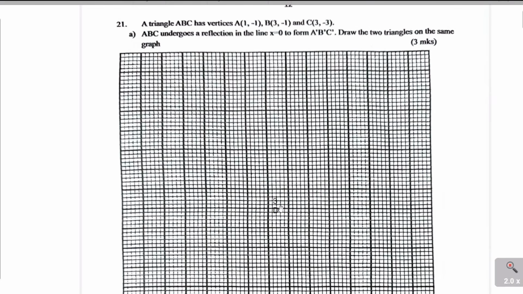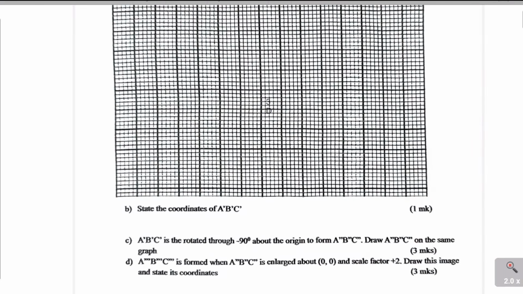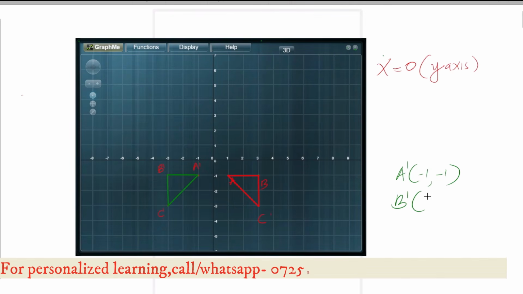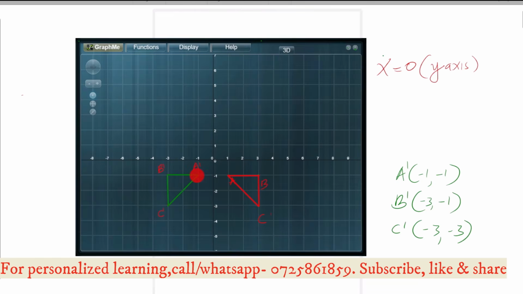The next question down there: state the coordinates of A prime, B prime, C prime. So what are the coordinates? The coordinates A prime is -1, -1. That is how you write the coordinates. B prime is -3, -1. Then C prime is -3, -3. So A prime -1, -1. B prime -3, -1. C prime -3, -3. So we've answered that question.